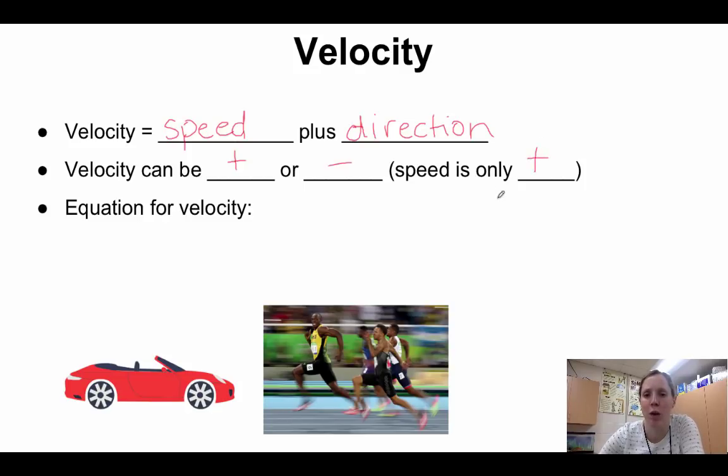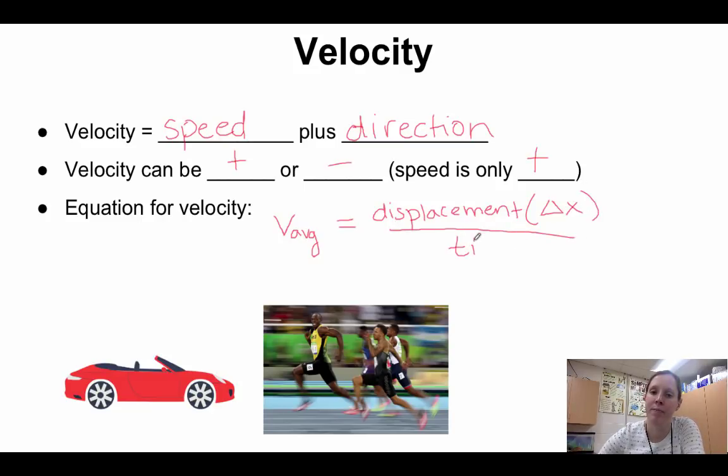So the equation for velocity is that the average velocity, which sometimes we write as v average with a little avg subscript, is equal to displacement, which remember can be abbreviated as delta x over time.